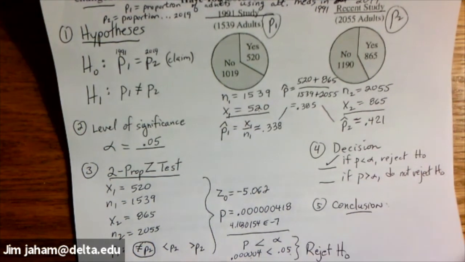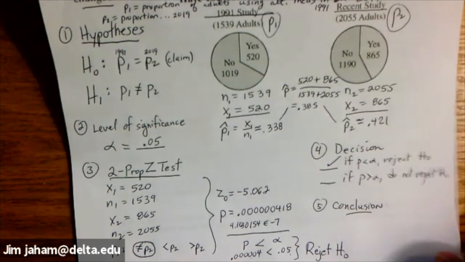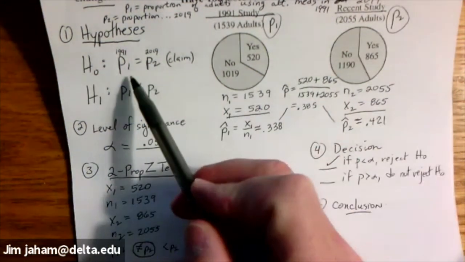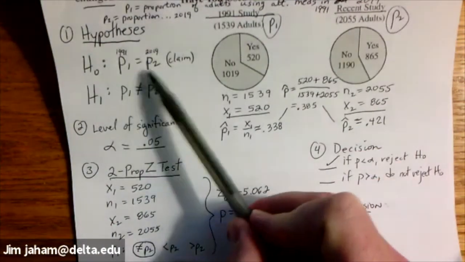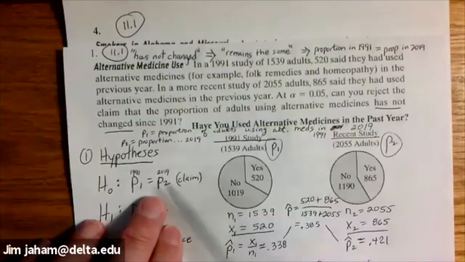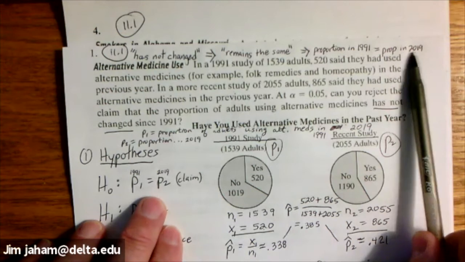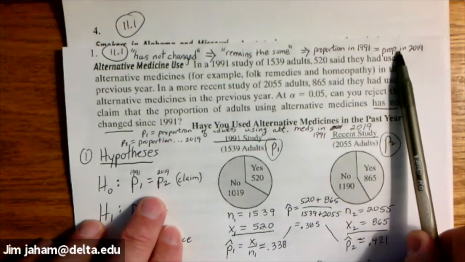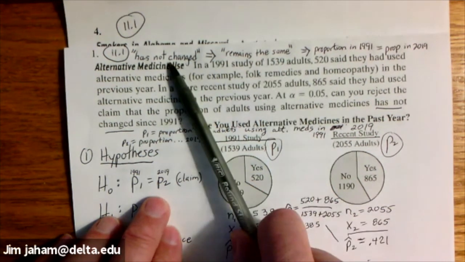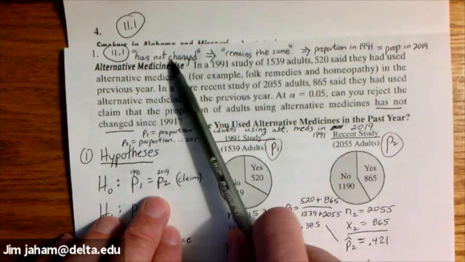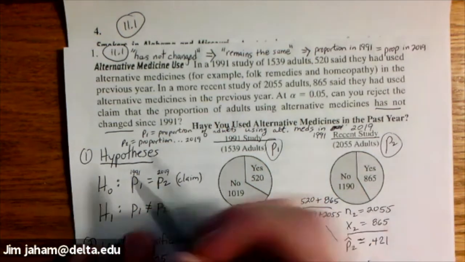And the conclusion, in this case, is going to be a little bit different because we are rejecting the claim. And the claim is that P1 is equal to P2. Now let's go backwards. That the two proportions are the same. We're rejecting that the two proportions are the same. So we're rejecting that the proportions stay the same. So we're rejecting the claim that the proportions have not changed. Or, yeah, has not changed. So we're going to reject this.